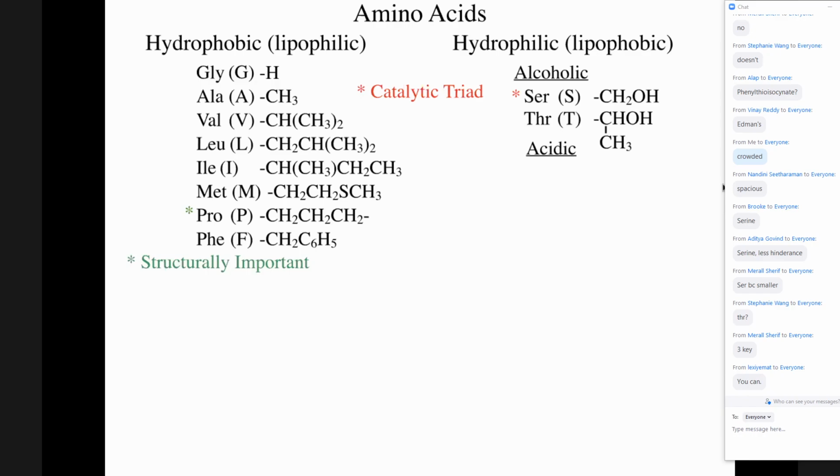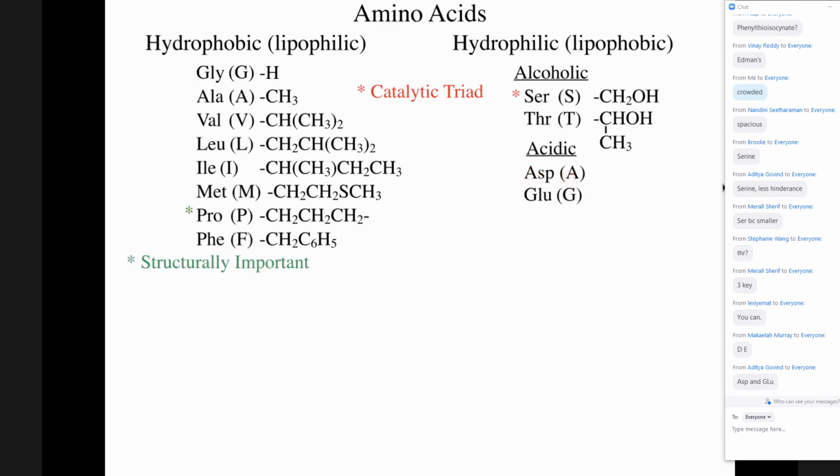Okay, the acidic amino acids. What are the two amino acids that end in the word acid? Aspartic and glutamic, perfect. Except they're not A and G, aren't they? Isn't it A and G? Have I messed this up?